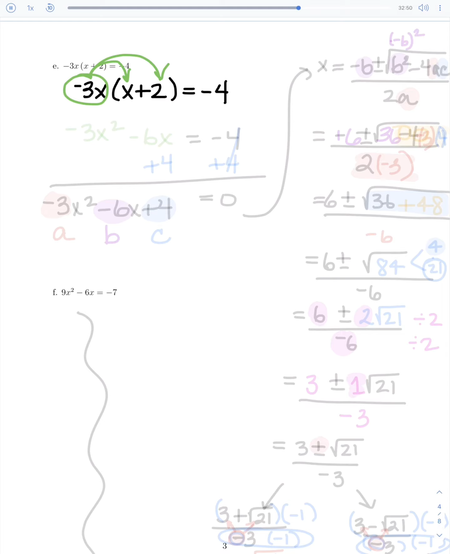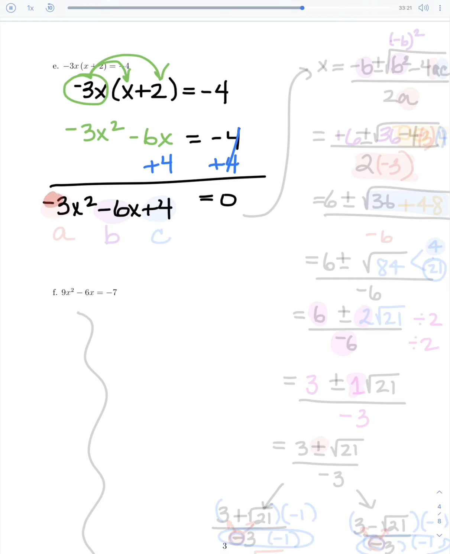And what that will get us is a negative 3x squared minus 6x. The other side is still equal to a negative 4. So what can we do to solve this? Well, first it needs to equal 0, so I can add 4 to both sides so that the right-hand side will be a 0 now. And on the left-hand side, now I have a negative 3x squared minus 6x plus 4.